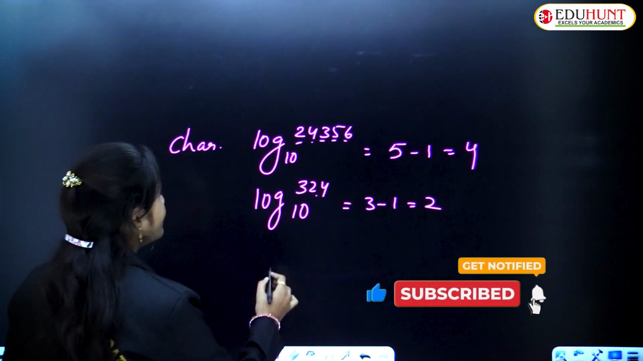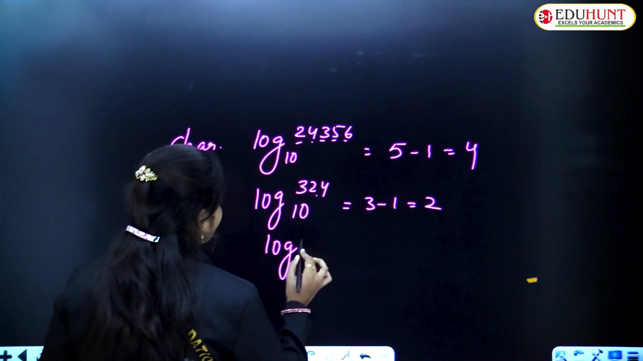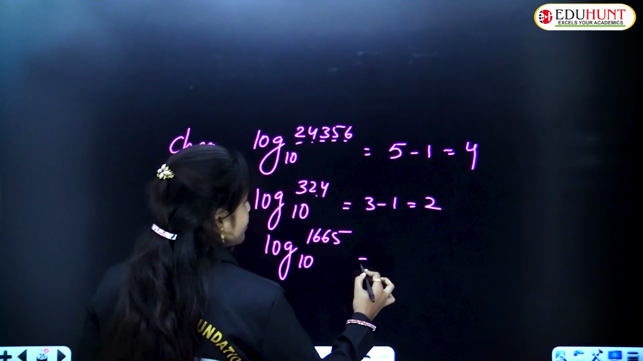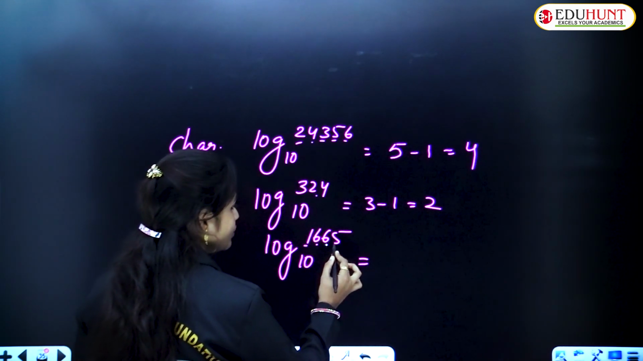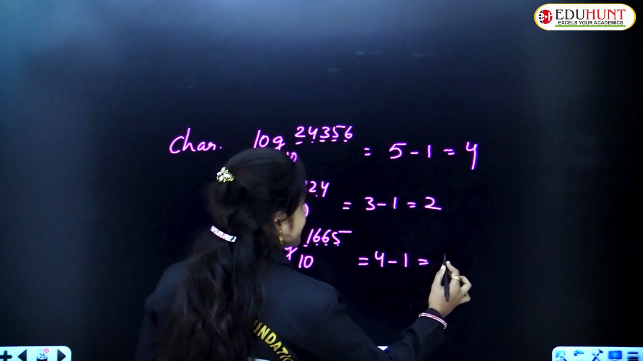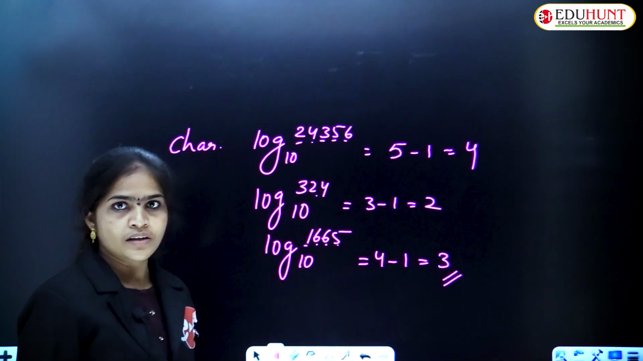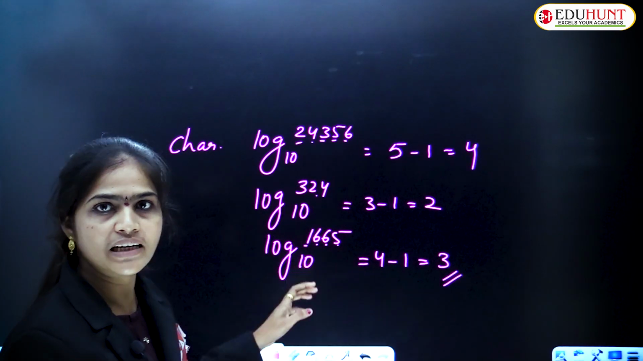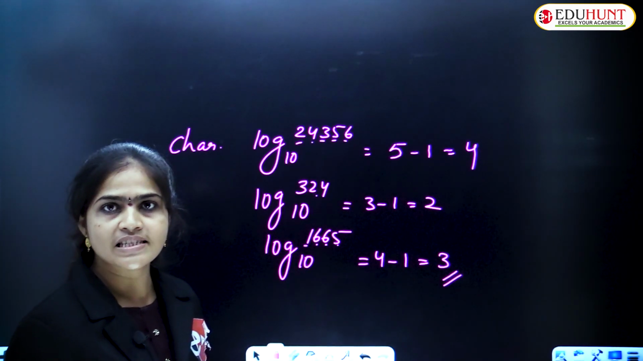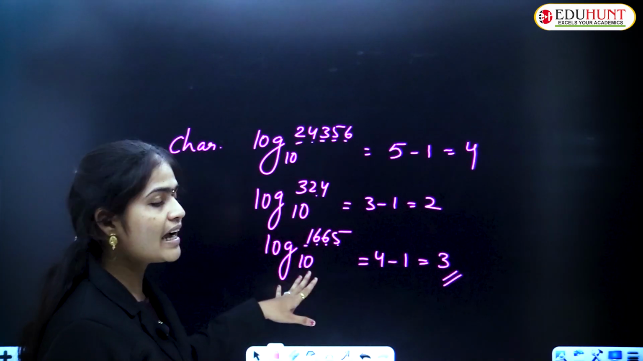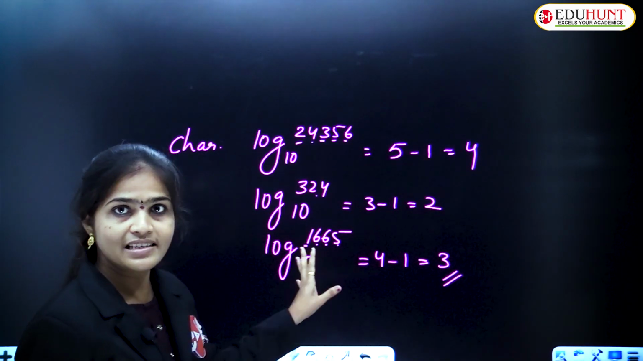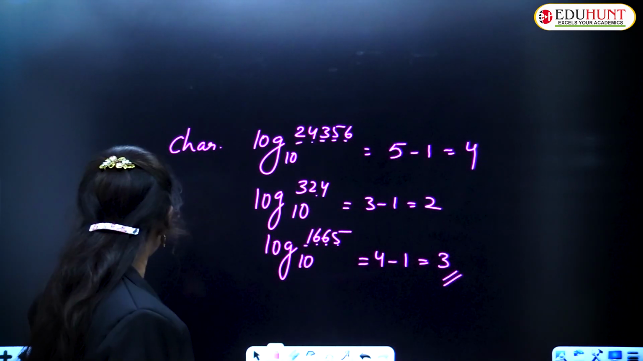Did you understand? Like that only, log of 1665 to the base 10. Here the digits are 1, 2, 3, 4. 4 minus 1, so the characteristic is 3. So the mantissa means 3 point something will be there, no? That something will be the mantissa. Did you understand, children? Like this way we have to find the characteristics of the given numbers, like these logarithmic values.